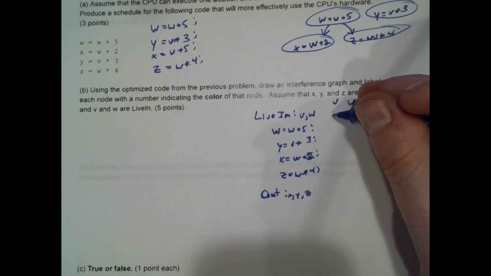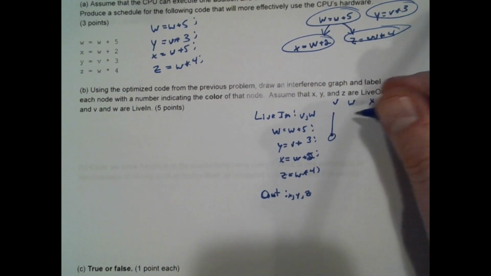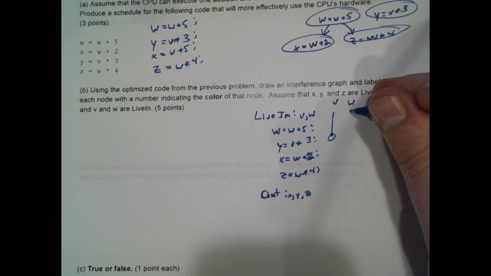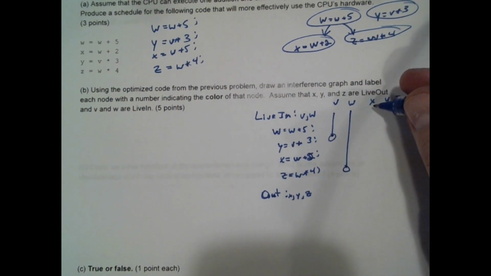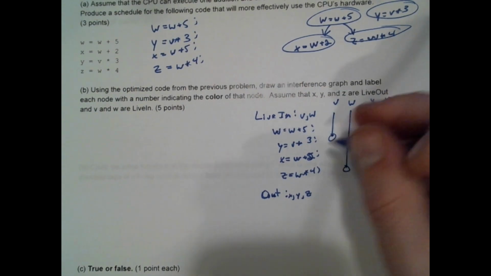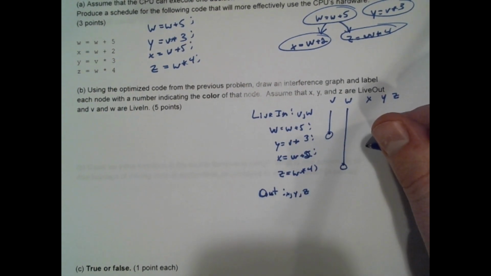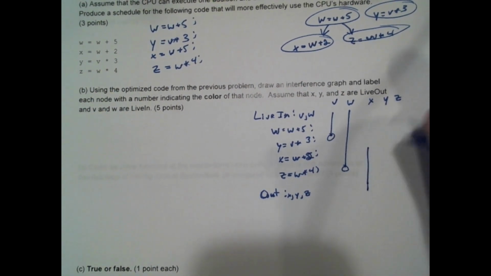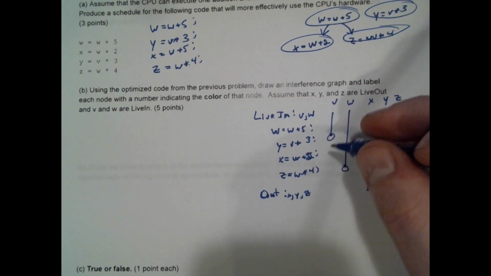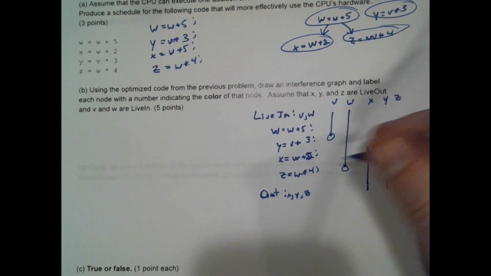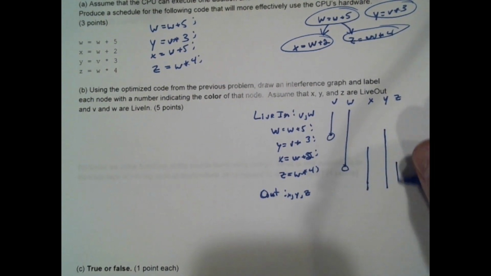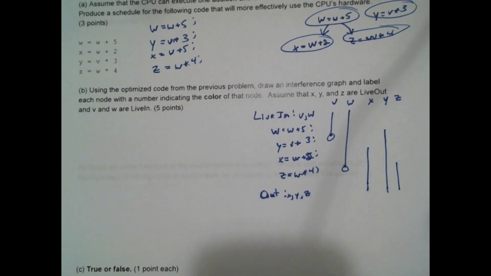We're starting with V and W, so we'll say V starts here, and we've got to figure out where V is done, which is right there. W is also live in. W is used until the very end, so it's going to go there. X is not live in. X gets used first here, and it is live out, so we're not going to end it. Y starts here, and it is live out. And Z starts at the bottom here. It is live out. Okay.